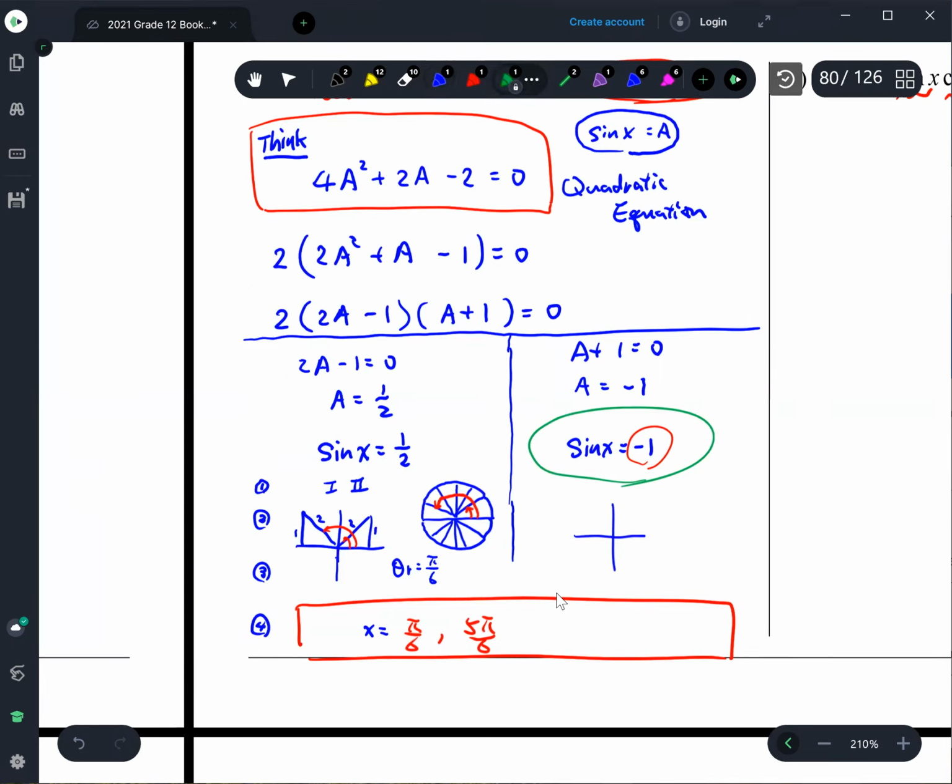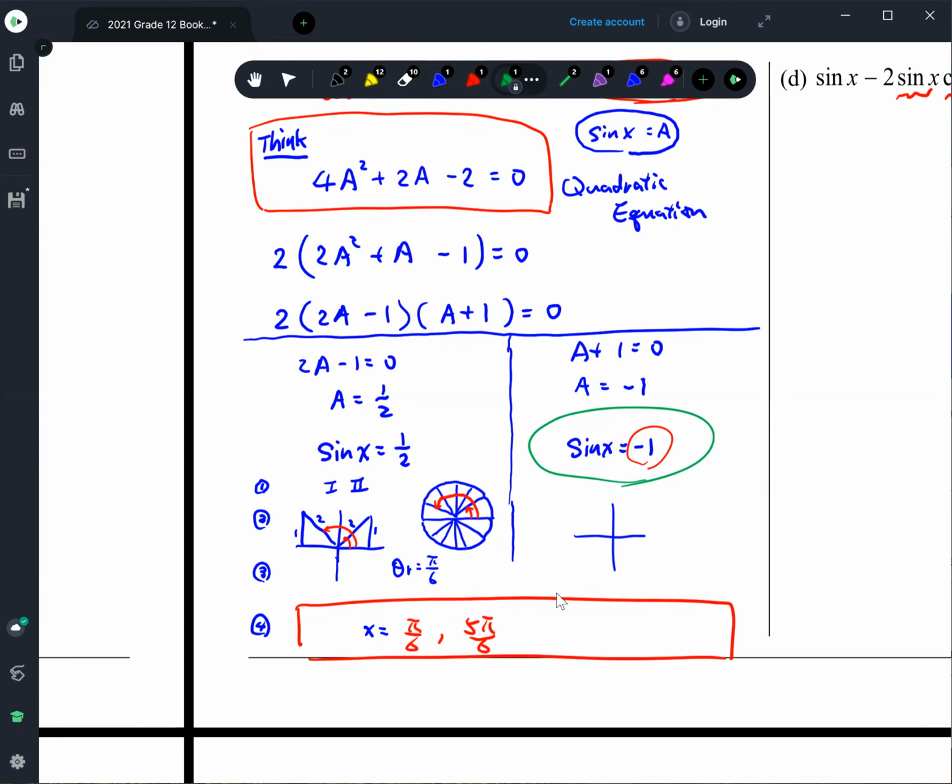Wait, isn't it just like on the axis, like 90? That's right, on the axis. Very good. Okay. So what angle will give you -1 for sine? Isn't it 270? In degrees? Radians, please.